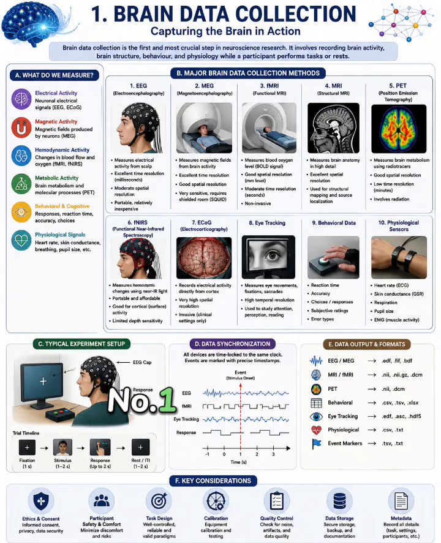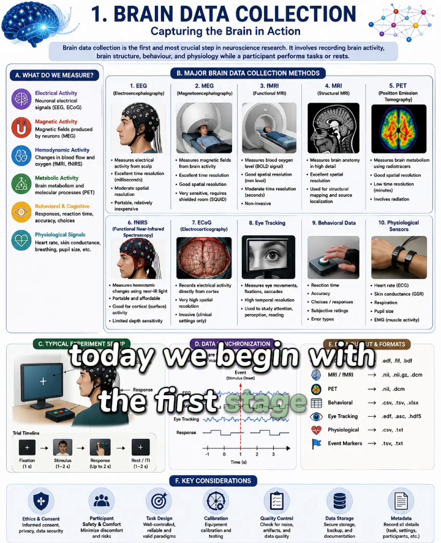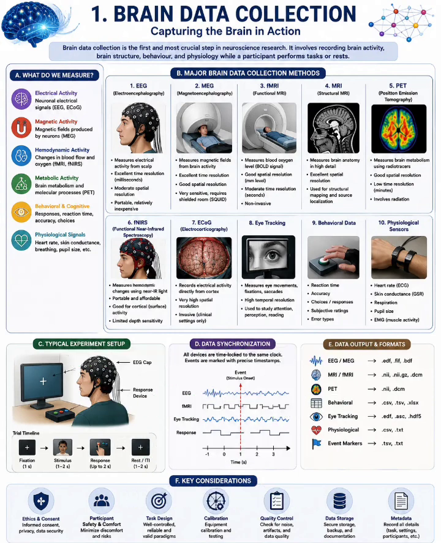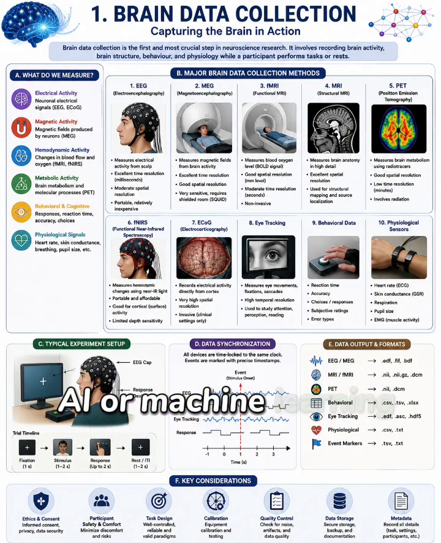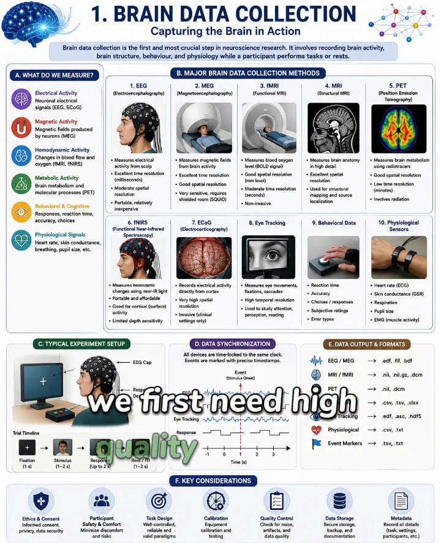Number 1. Brain data collection. Capturing the brain in action. Today, we begin with the first stage of computational neuroscience, brain data collection. Before we can analyze the brain using artificial intelligence, AI, or machine learning, ML, we first need high-quality brain data.